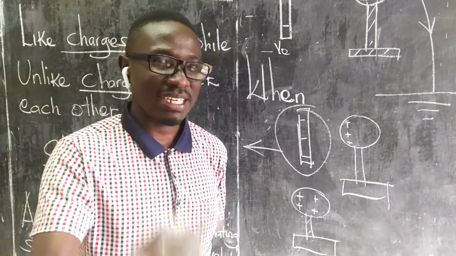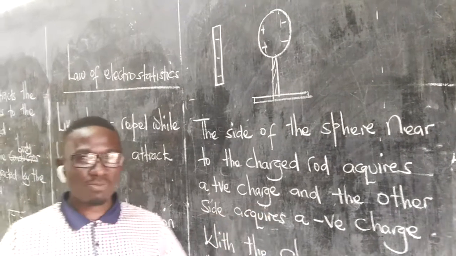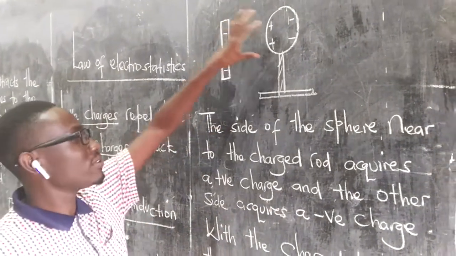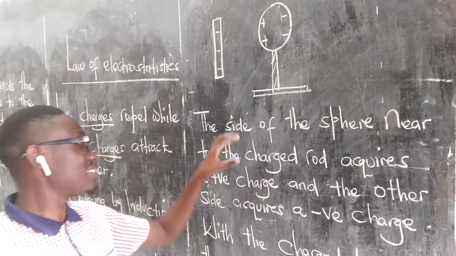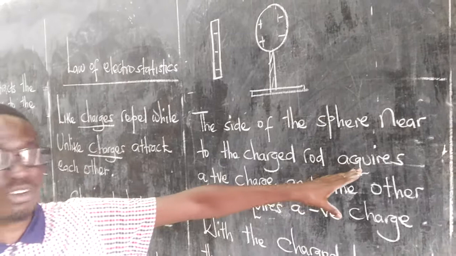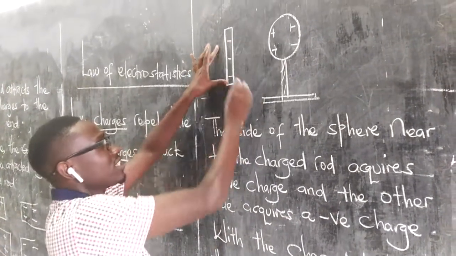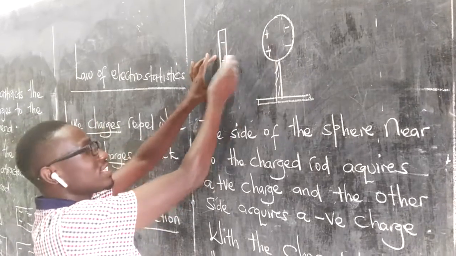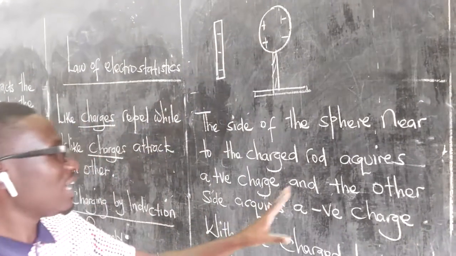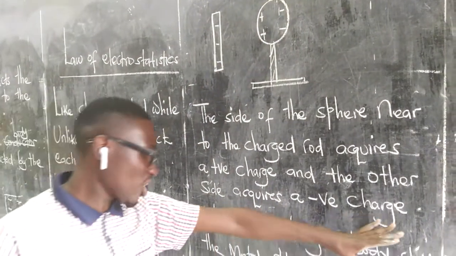We shall get back. So now, welcome back, guys. So I was explaining to you how the redistribution of charges takes place there. So you can see that the side of the sphere near to the charged rod acquires a positive charge, as you can see. This is the rod. Now the side of the sphere which is near it will acquire a positive charge, and the other side, which is far, this one here, will acquire a negative charge.